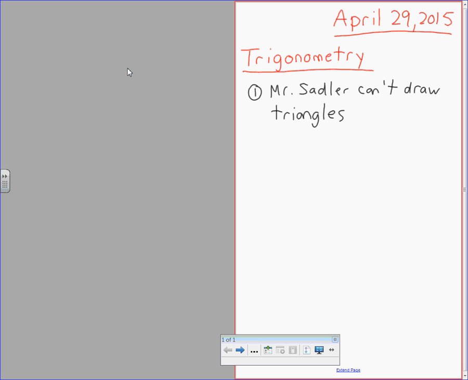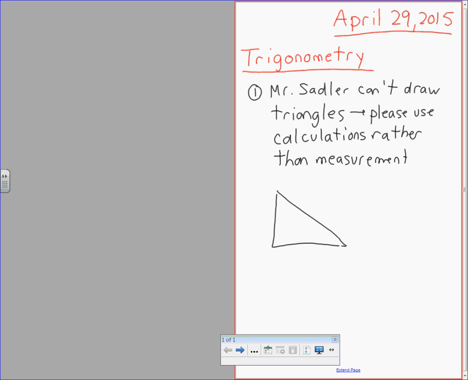Okay, how does that impact you as a student? Well, this is how. Thus, please use calculations rather than measurement. I wish I was kidding about this, but I'll draw a triangle that looks like this, and I'll say, okay, that side's 2 and that side's 123. Clearly those aren't in the same proportion of 2, 2, 3, but that's fine.